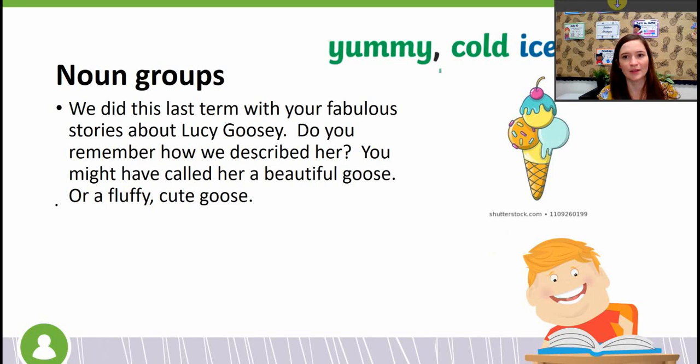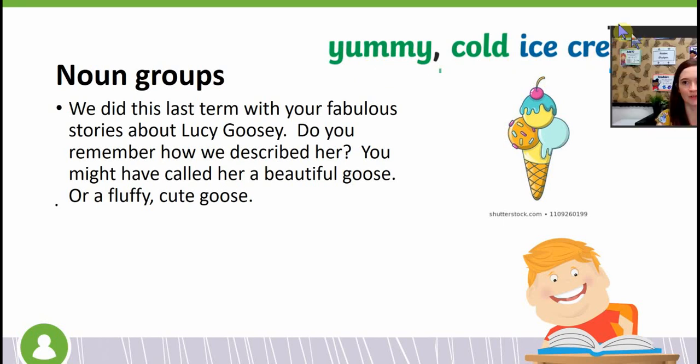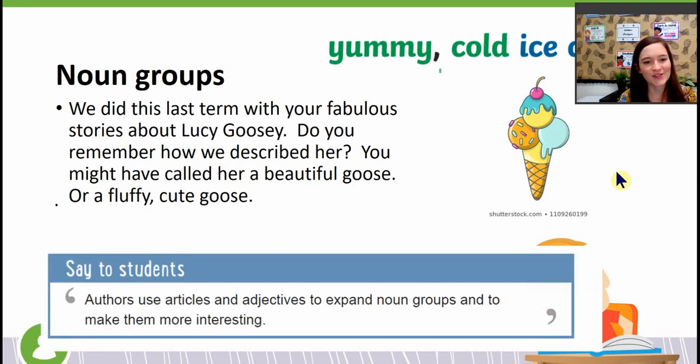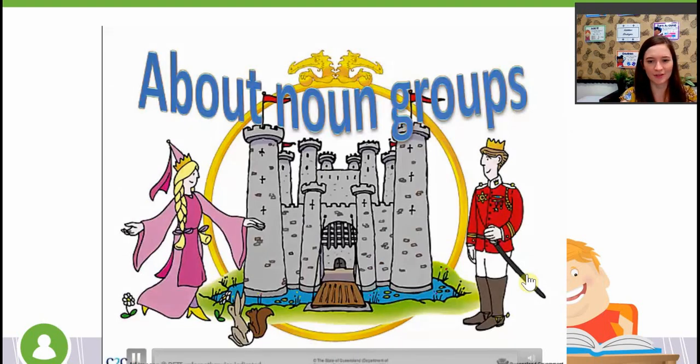Okay, so here we go. Here is a picture of some ice cream. And I want to make it into a noun group, so I want to describe it. So I could say, instead of just saying boring old ice cream, I could say it was a yummy, cold ice cream. Okay, noun groups are not scary, they just make our writing more interesting. Alright, so authors use articles and adjectives to expand noun groups, to make them bigger and to make them more interesting, because no one wants to read boring stories. Alright, we're going to watch a video about noun groups. Here we go.